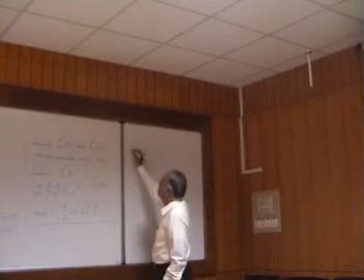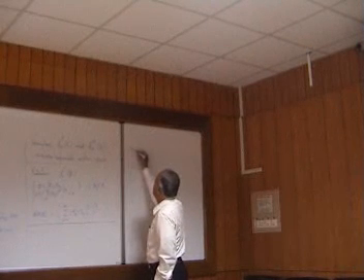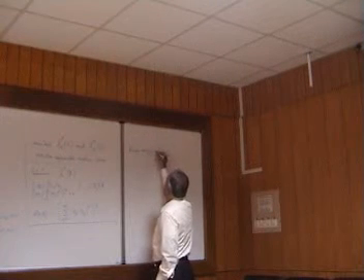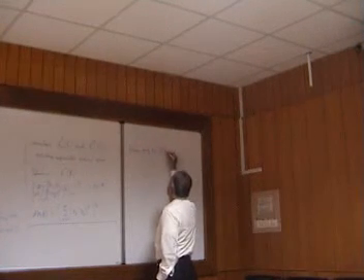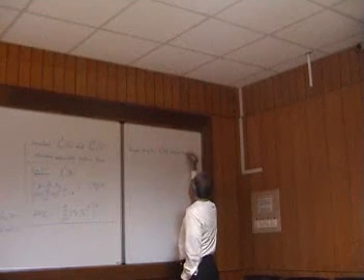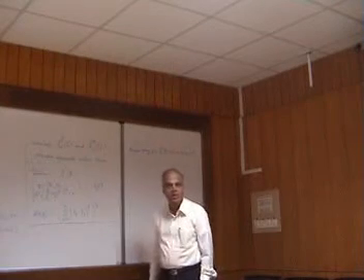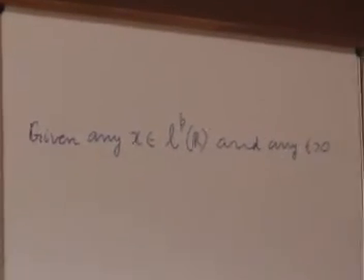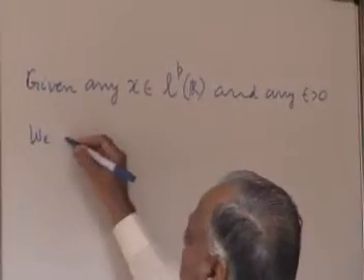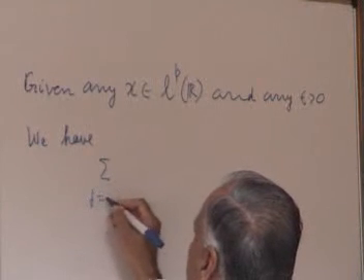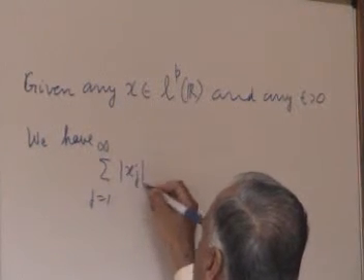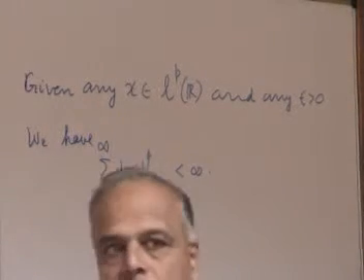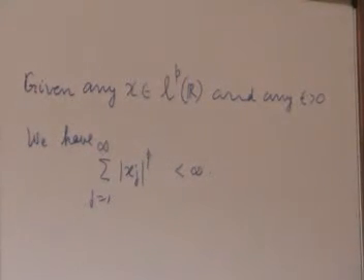First of all, let us say we are given any x in LP and any error. This is how we start. We see whether the approximations can be done. So give me any vector and give me any error, epsilon positive. Then we have summation j equal to 1 to infinity mod xj to the power of p is less than infinity. That's given to us.